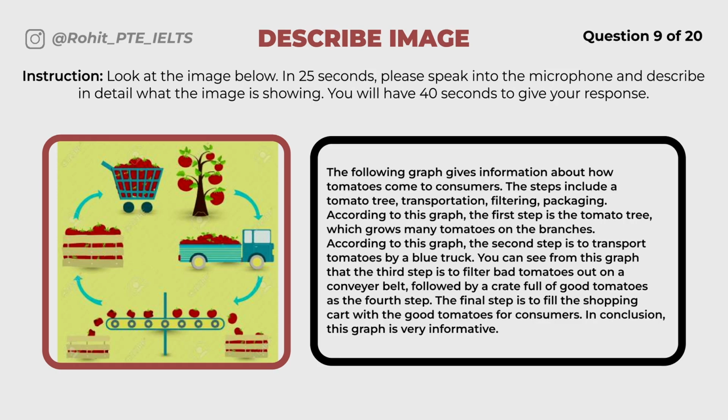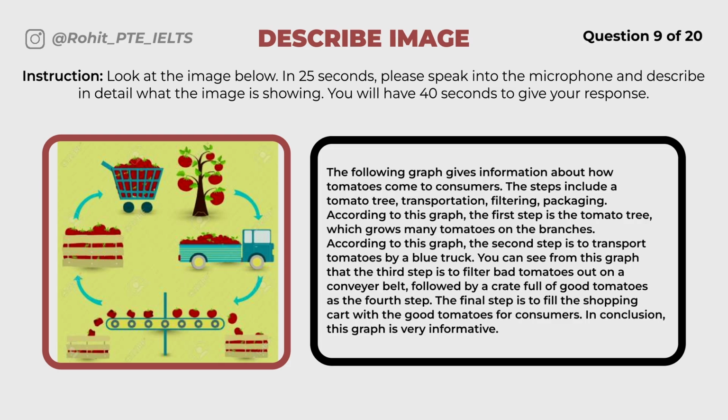The following graph gives information about how tomatoes come to consumers. The steps include a tomato tree, transportation, filtering, packaging. According to this graph, the first step is the tomato tree, which grows many tomatoes on the branches. The second step is to transport tomatoes by a blue truck.